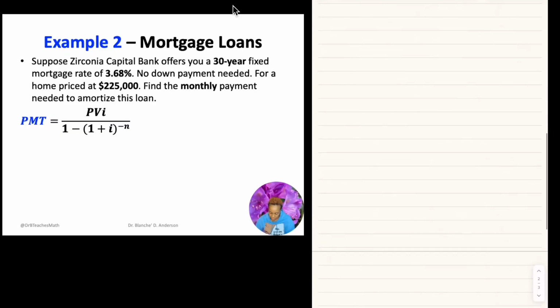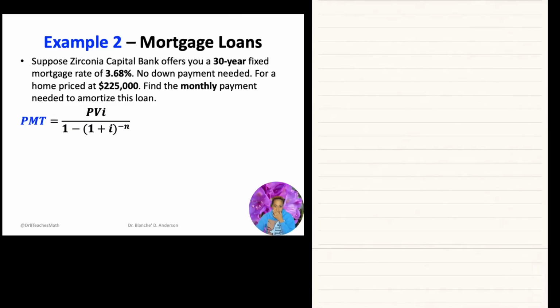Here's an example of one with a mortgage loan. So suppose the same bank offers you a 30-year fixed mortgage rate of 3.68%, which is really good.